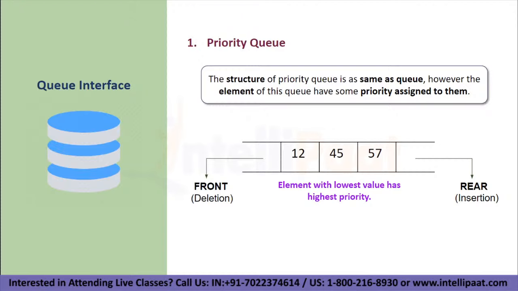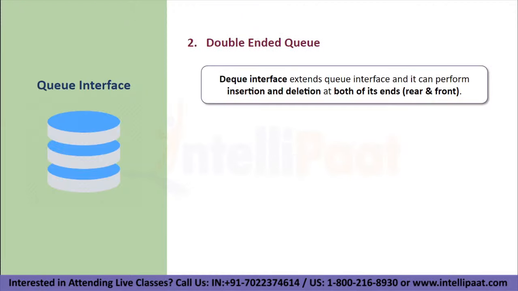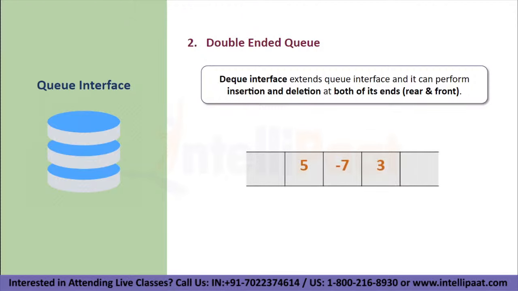Another type of queue we have is the deque. The double-ended queue inherits properties of both stack and queue. It can perform both insertion and deletion at both of its ends. That is why it is named a double-ended queue.